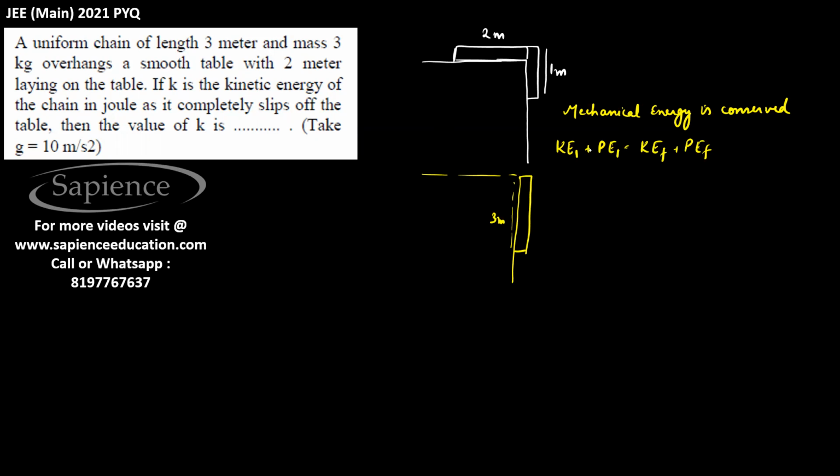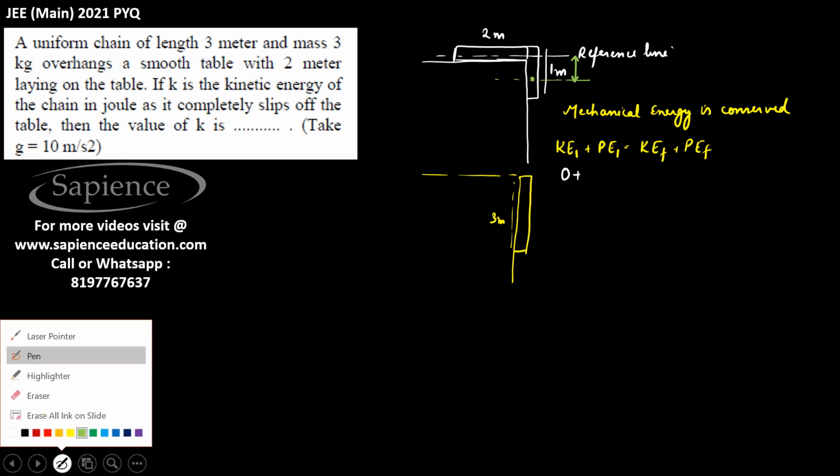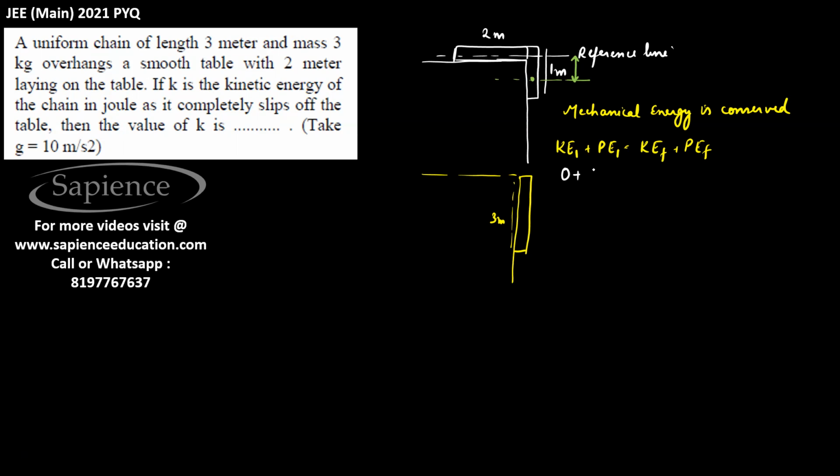Initially the kinetic energy was 0, we just release it. Now the initial potential energy. First we will make a reference line, because potential energy depends on reference. So this is a reference line for us, and we should remember that the potential energy for a rigid body will act at the center of mass of the body, because gravitational force is a central force. So in that case it will act here. The potential energy will be equal to mgh, m being the mass of the chain.